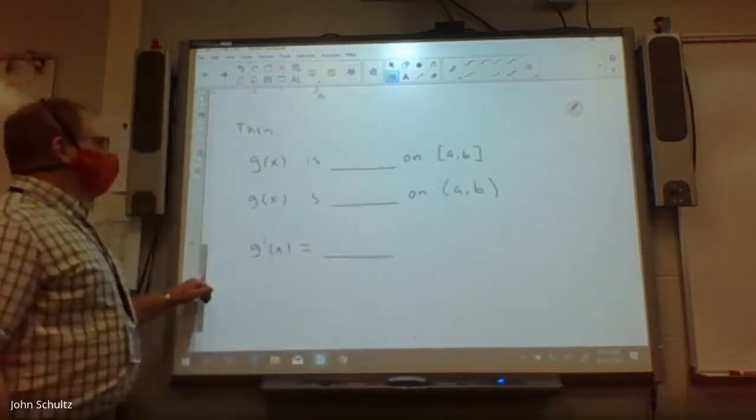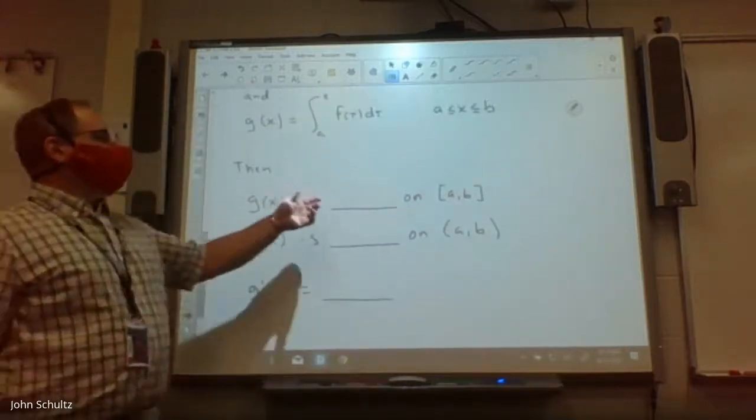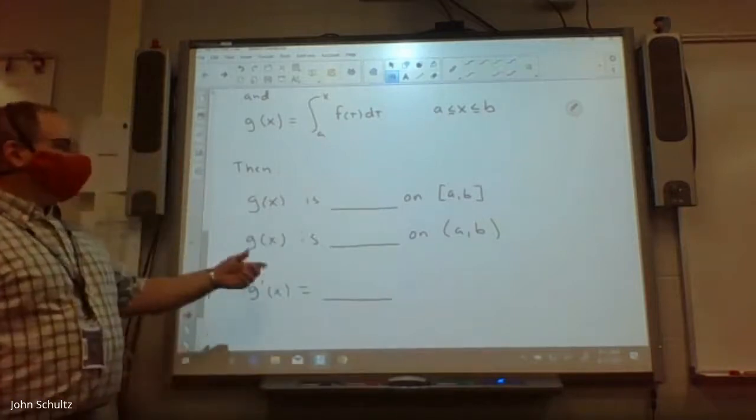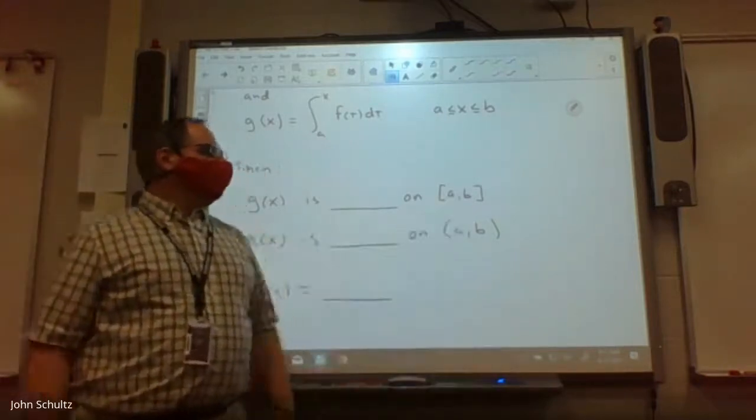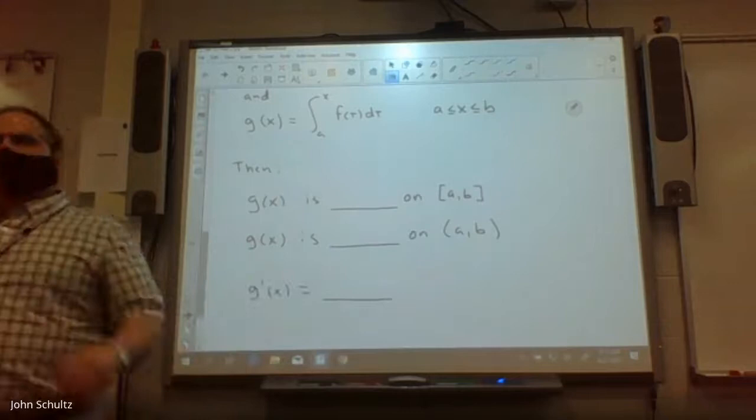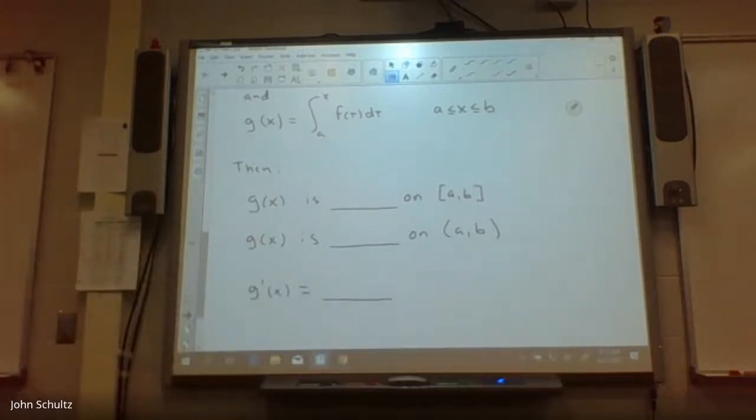The first thing we can say is that g of x is blank on this interval, it is blank on that open interval, and then we can say something about g prime of x. Okay. If you're significantly clever, you should figure out what's going in those first two blanks, because you've seen this over and over again.